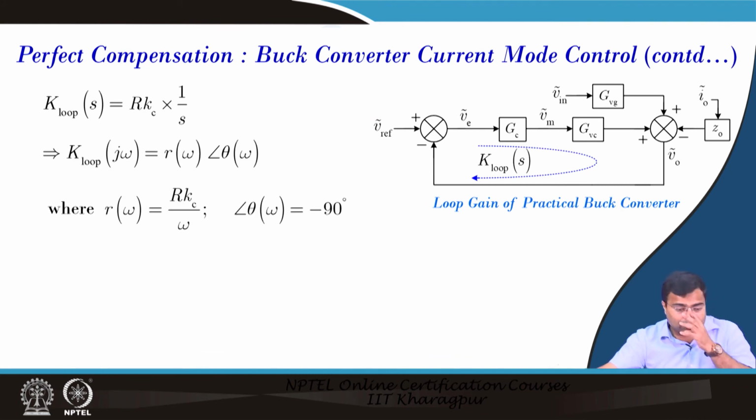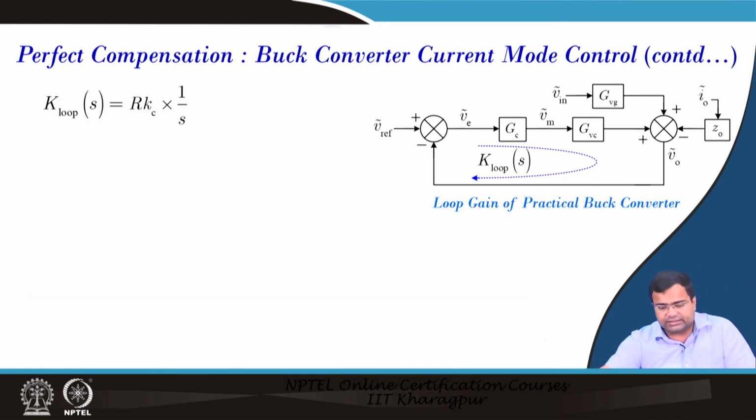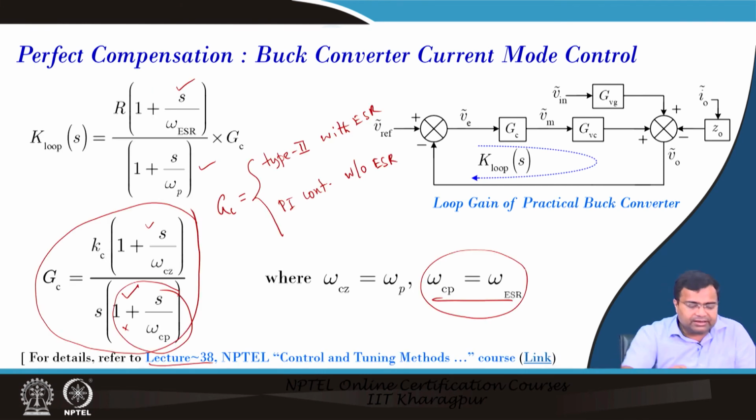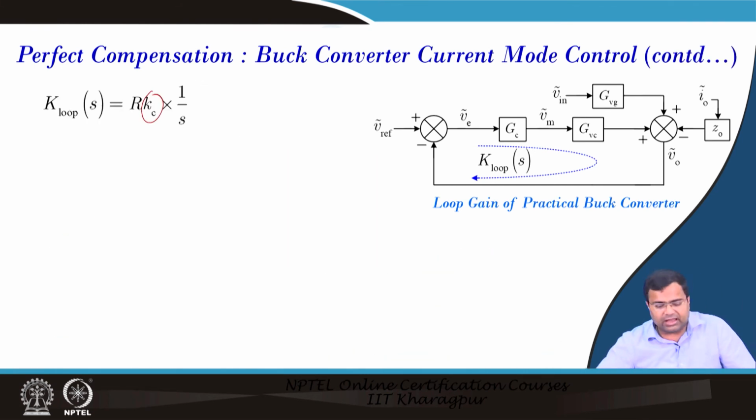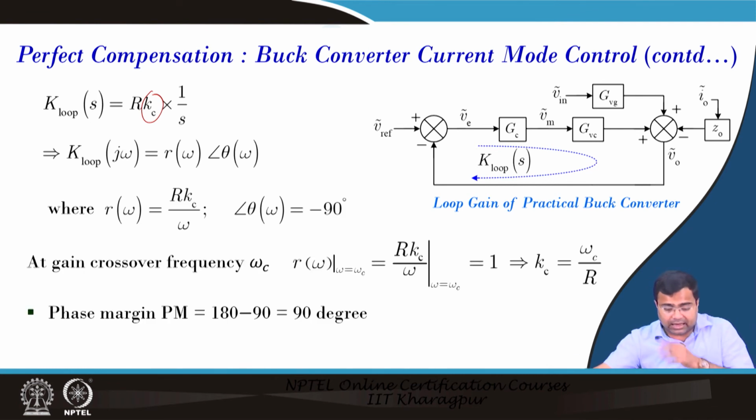Next, once you do loop compensation, because we are using this to cancel the ESR 0 and this 0 with the pole, it will look like a first order system, and this is RKC by S, where Kc is the controller gain that is coming from here. Then if you do that, you will always get a phase margin of 90 degree, and you have to find out the gain crossover frequency from here.